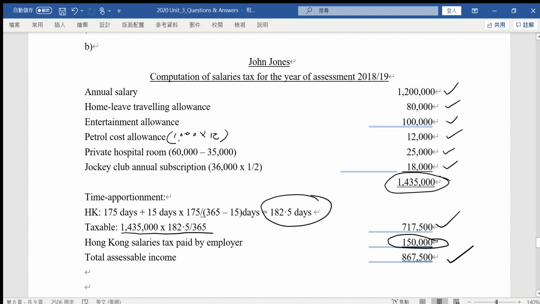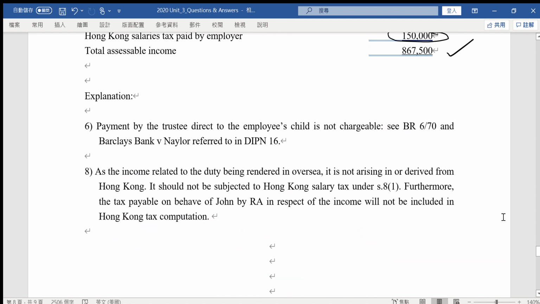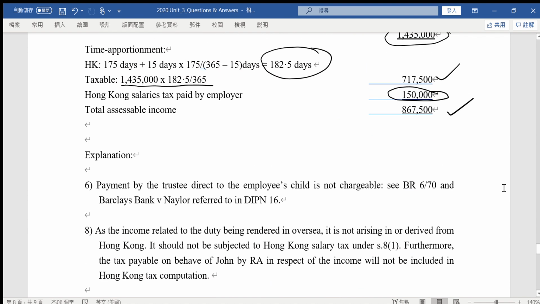Okay, that's all for these tutorial questions. If you have any question, you may ask me through the chat room, or ask me through email finally. Okay, we still need to explain the two items, and I already explained them to you originally. Okay, the first one is about the children's education, because that is paid out of a trust fund. According to some of the cases mentioned, that will not be taxable, because that is paid out of a trust fund rather than paid by the employer.